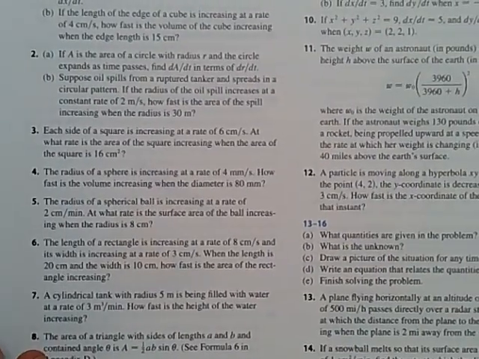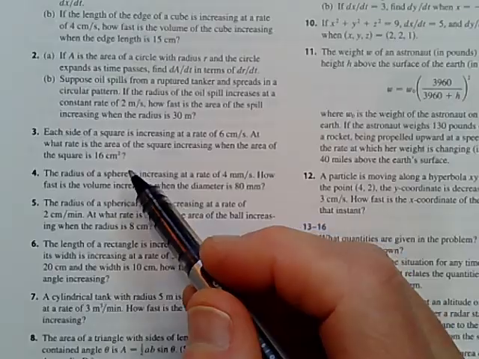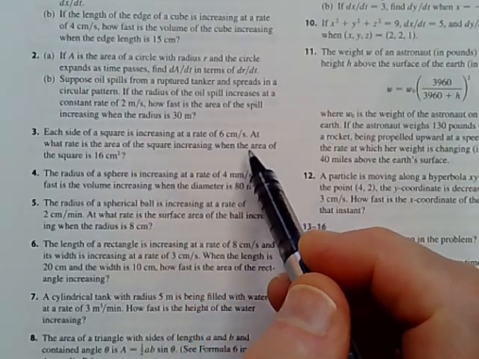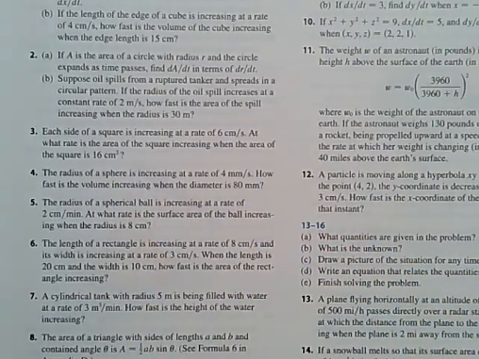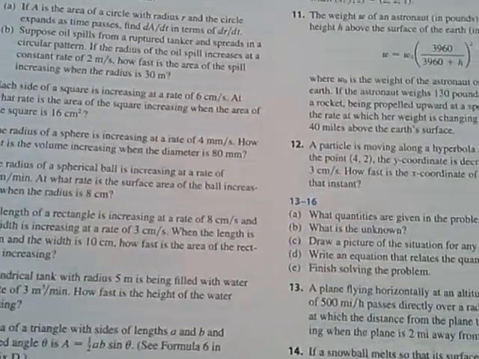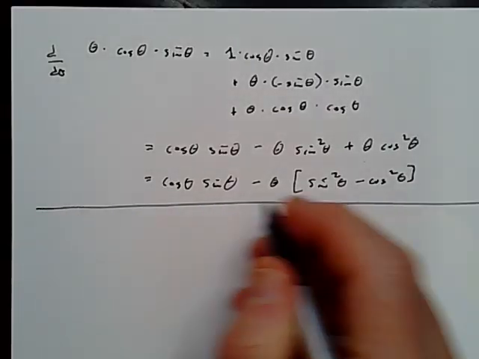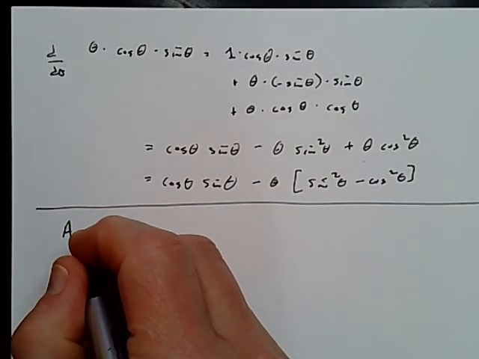Again, this is the Stewart Calculus book. To give credit where credit is due, it's a good book, and they have good questions. So each side of a square is increasing at a rate of 6 centimeters per second. At what rate is the area of the square increasing when the area of the square is 16 centimeters squared? Okay, so of course we're looking at the relationship between area and side length.